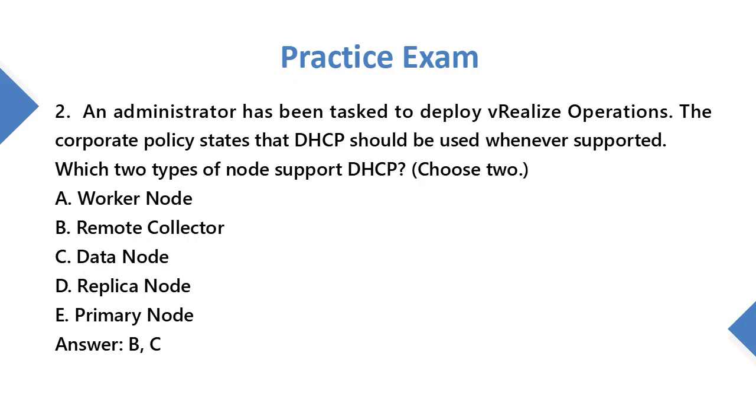2. An administrator has been tasked to deploy vRealize Operations. The corporate policy states that DHCP should be used whenever supported. Which 2 types of nodes support DHCP? Choose 2. A. Worker node. B. Remote collector. C. Data node. D. Replica node. E. Primary node. Answer: B, C.